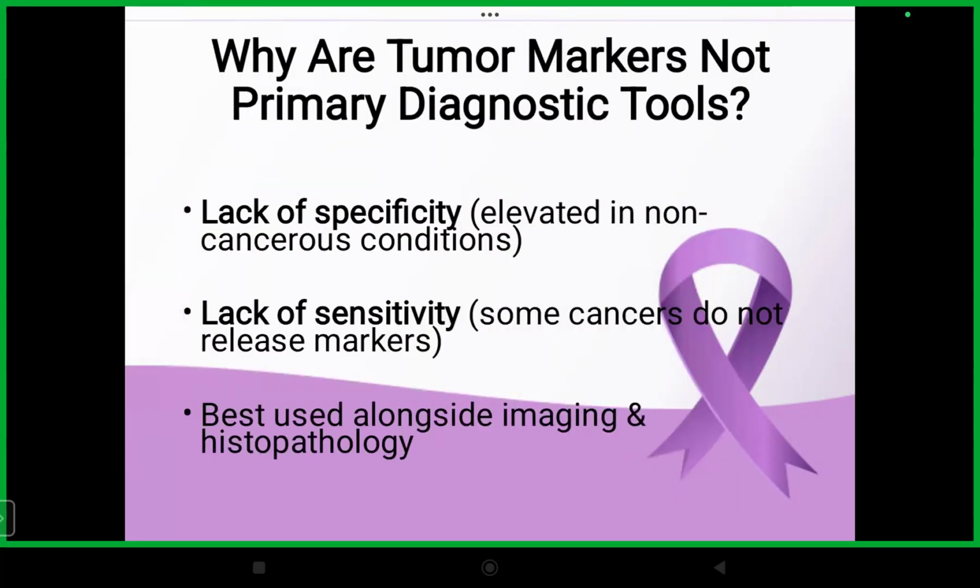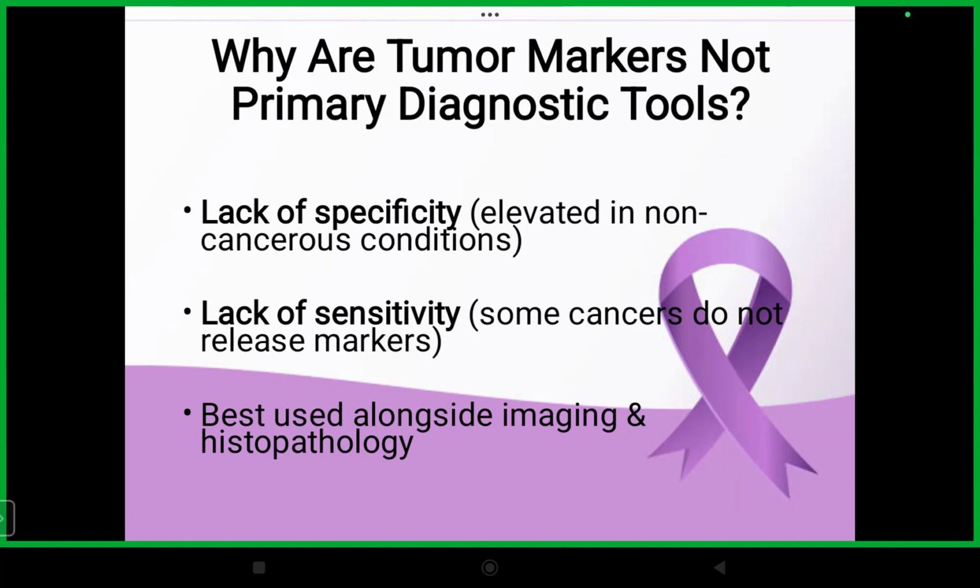Okay. So why are tumor markers not primary diagnostic tools? One is because there is a lack of specificity. It can be elevated in conditions other than tumors also. For example, PSA can be increased in normal BPH, or benign prostatic hypertrophy, which is very common in the elderly age group. It can also be elevated in prostatitis, that is an inflammatory condition. So if you see a high PSA level, we cannot say it is a definitive diagnosis for prostatic cancer, right? That's it. There is a lack of specificity.